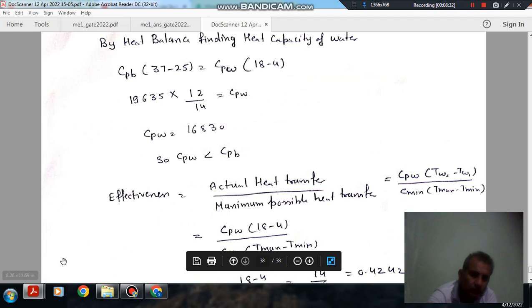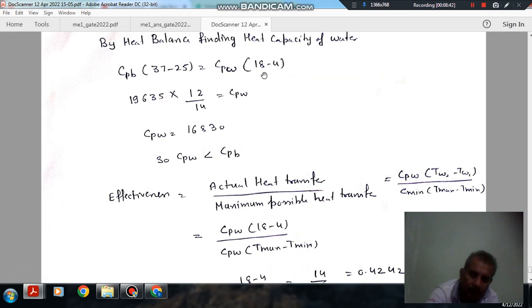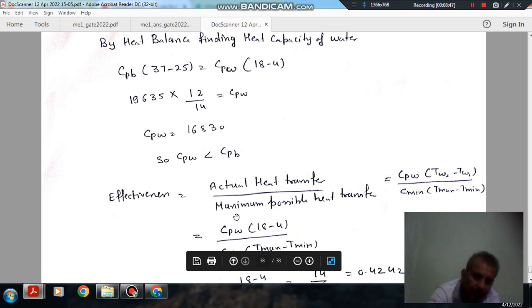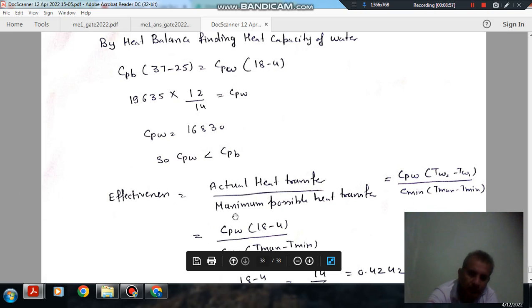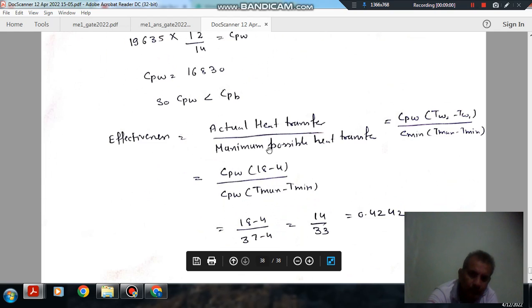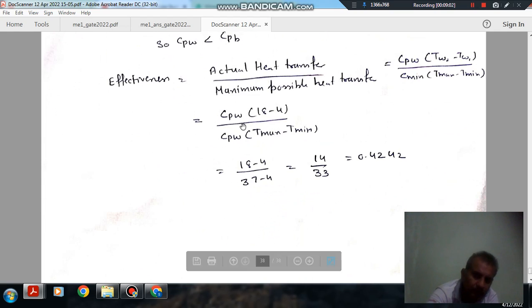So now we know that the effectiveness is actual heat transfer by maximum possible heat transfer. Actual heat transfer can be either of these two. So suppose we are taking CPW times 18 minus 4. And the maximum possible heat transfer, we will take the minimum of these two. Minimum of these two is CPW, and we will take maximum temperature minus minimum temperature. So maximum temperature here is 37 and minimum temperature is 4. So putting this value, CPW will cancel out. So the answer will be 0.42.